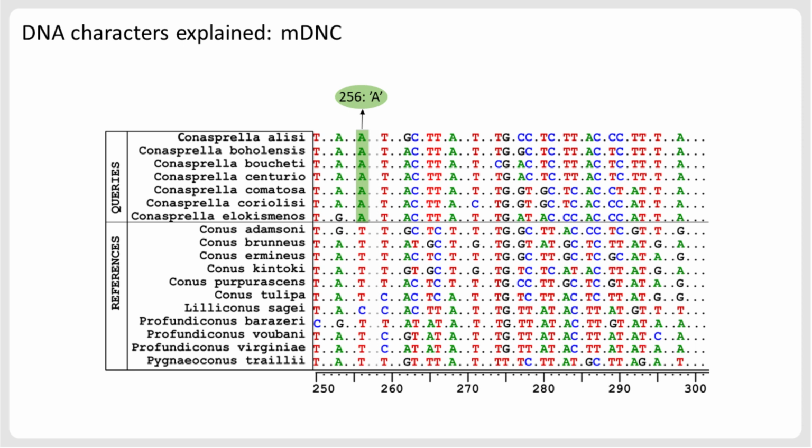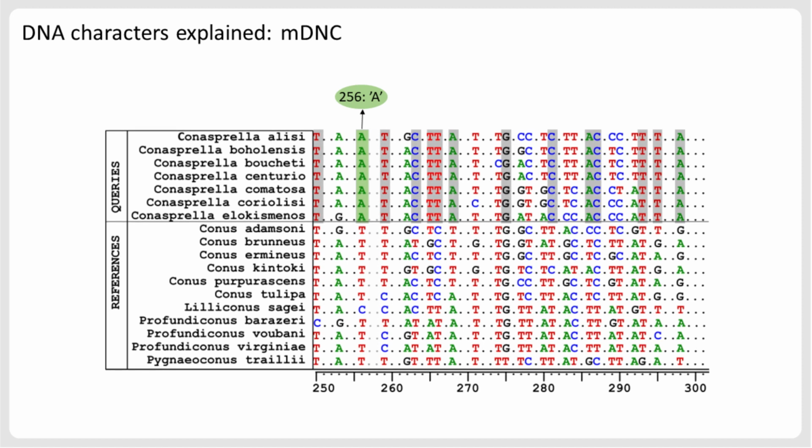Let's see how we can differentiate the query taxon from the reference. First, we note that there is a specific site at which all members of the query are different from all reference group members, site 256. Therefore, in the given alignment, this single site is sufficient for diagnosing the query taxon Conosprella. We refer to this as a type 1 site or type 1 character. There is only one site like this in the alignment.